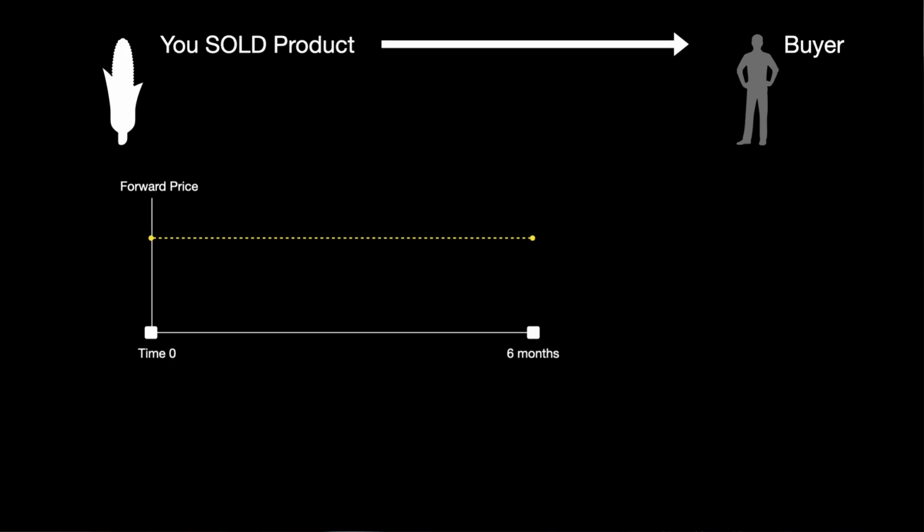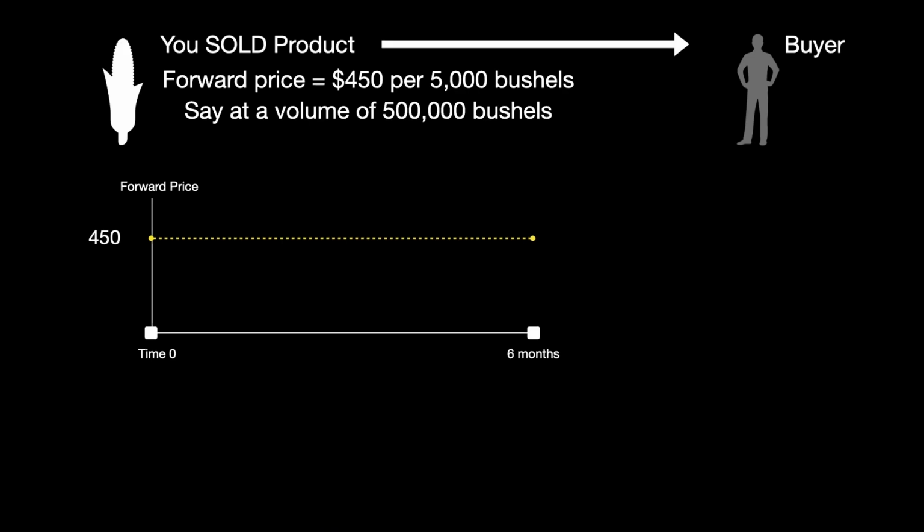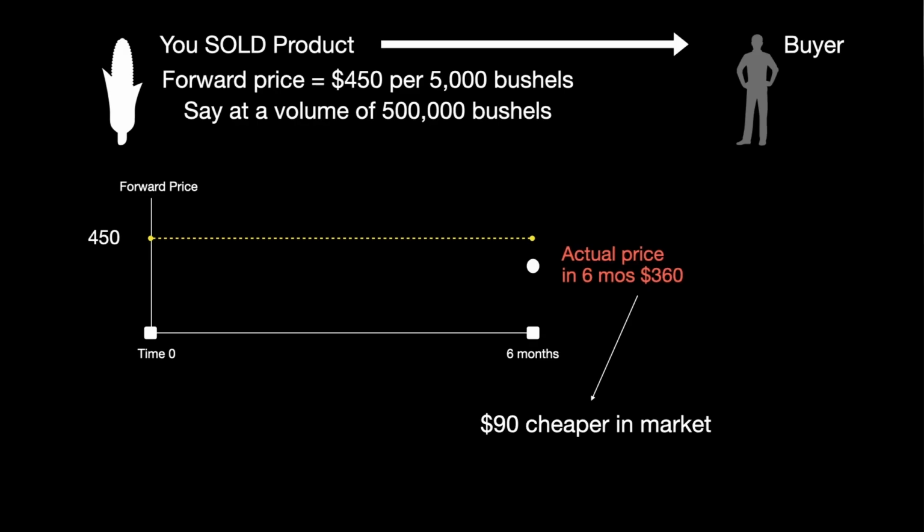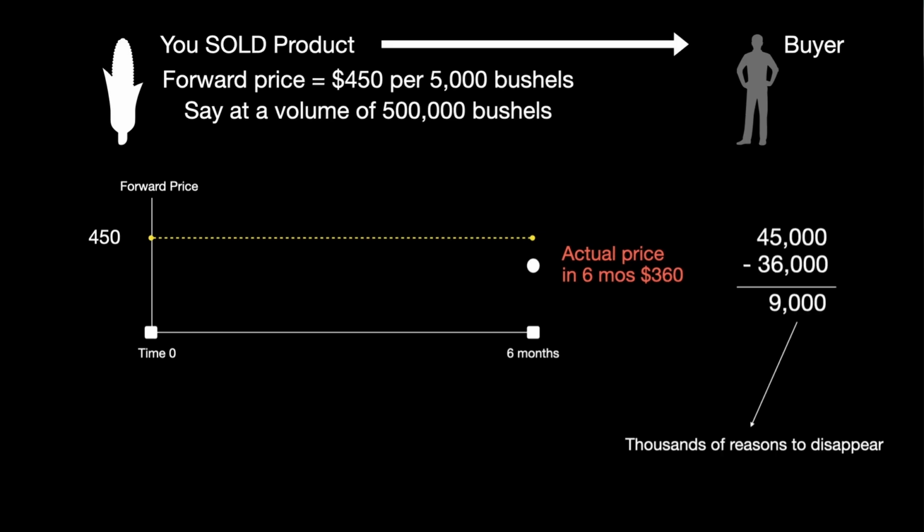What if it's because he promised to buy your crops at, say, $450 per 5,000 bushels, but now, prices are only at $360 per 5,000 bushels? Here we might be talking about thousands of reasons to run away from the contract, because the contract amounts to thousands of dollars in losses. Well, that's the world of forwards.